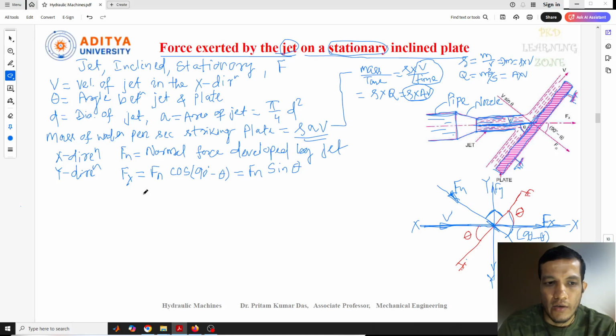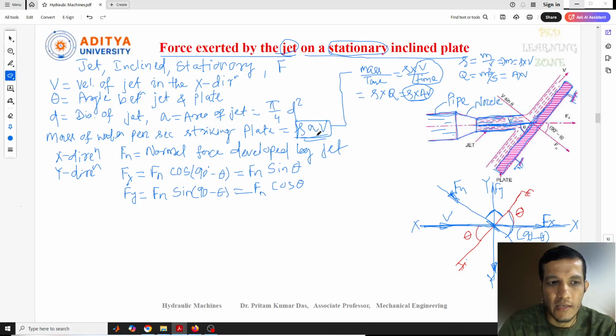Okay, and similarly, what about the Fy, the force in the y direction? So let's see the force in the y direction. So this normal force, again we need to consider in this y direction. So again we can write this is Fn, and when it is perpendicular we need to consider this is sin theta. So that is nothing but sin 90 minus theta, and this one we can write this is Fn cos theta. Okay, so this one I hope you understand.